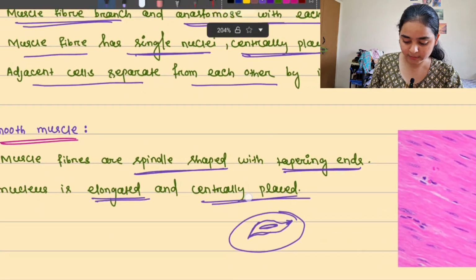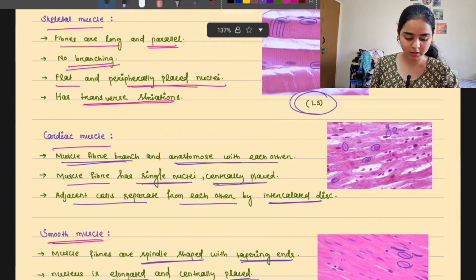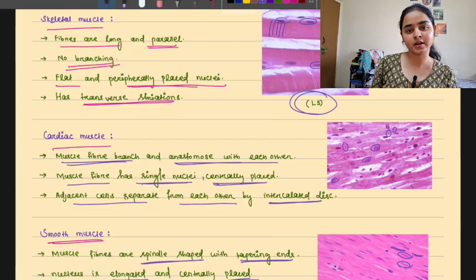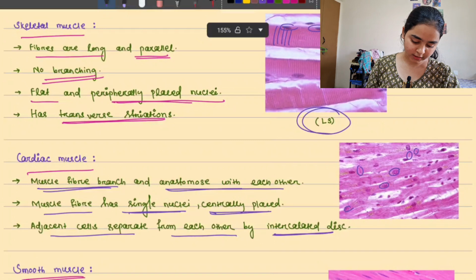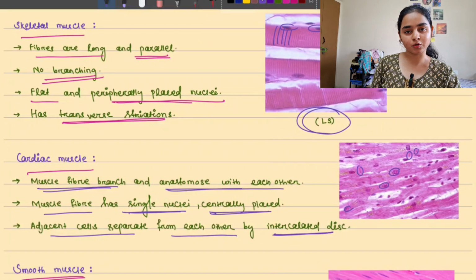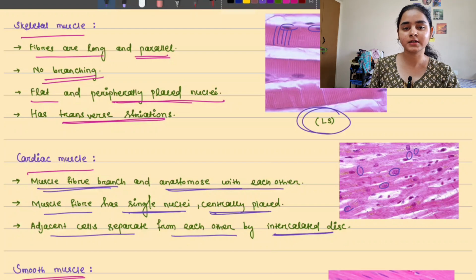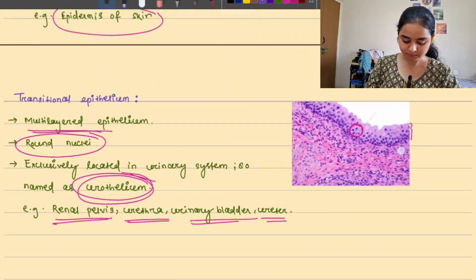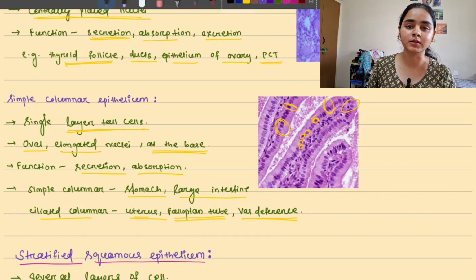So here you can differentiate between the three muscular tissue, that is the skeletal, cardiac and the smooth muscle. In skeletal muscle there is striations present, but in cardiac and smooth muscle there is no striations, and in the skeletal muscle there is no branching, but in cardiac muscle branching is present, and the nucleus is present peripherally in skeletal muscle, but in both cardiac and smooth muscle the nucleus is present in the center. So these are all the basic things that you need to know about the histology.